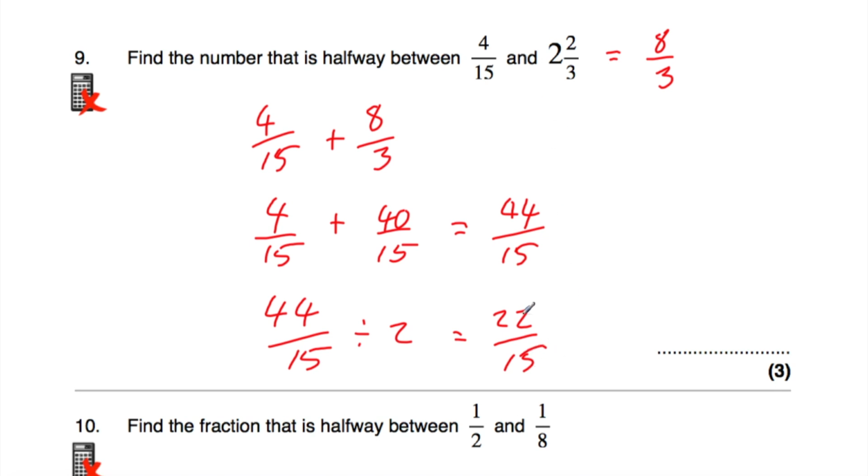So how many 15s go into 22? That'll be 1, remainder 7. So 1 and 7/15. And that's it. So the number that is halfway between 4/15 and 2 2/3 would be 1 and 7/15.